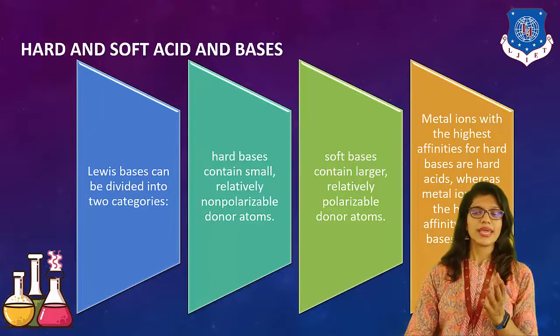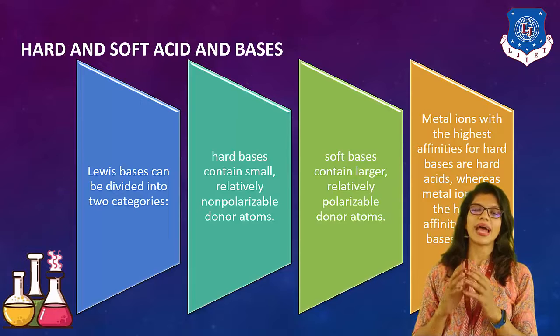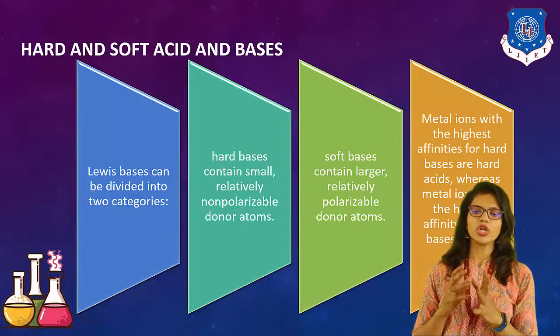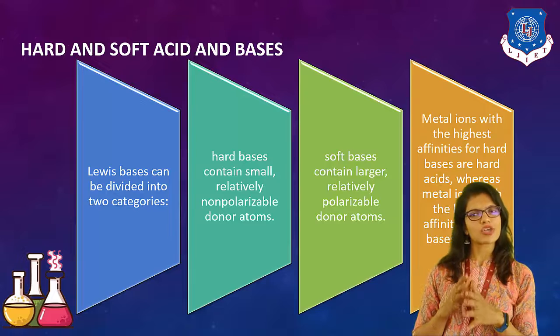Now, our next topic is hard and soft acids and bases. What is the meaning of this HSAB theory? This theory is generally referred to as HSAB theory. So, Lewis bases generally can be divided into 2 different categories. Right? Number 1, hard bases, and number 2, soft bases. So what is the difference between hard bases and soft bases?